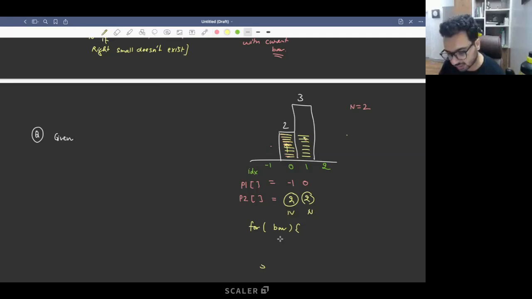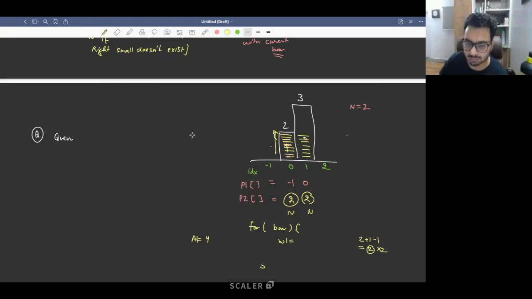So what I say, width is P2 minus P1. So it is 2 minus, 2 minus -1, right? So it becomes 2 plus 1 minus 1, which is 2, into the height of the current bar, which is 2. So how much area do I get? I get area 1 as 4.